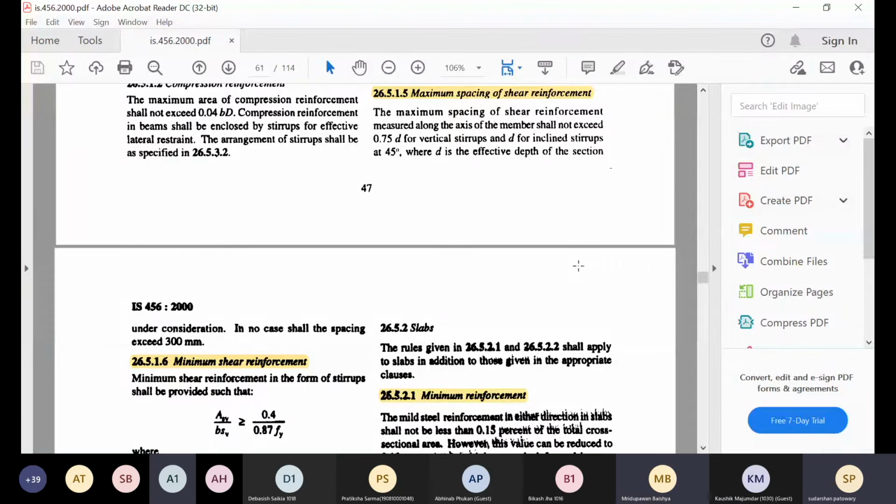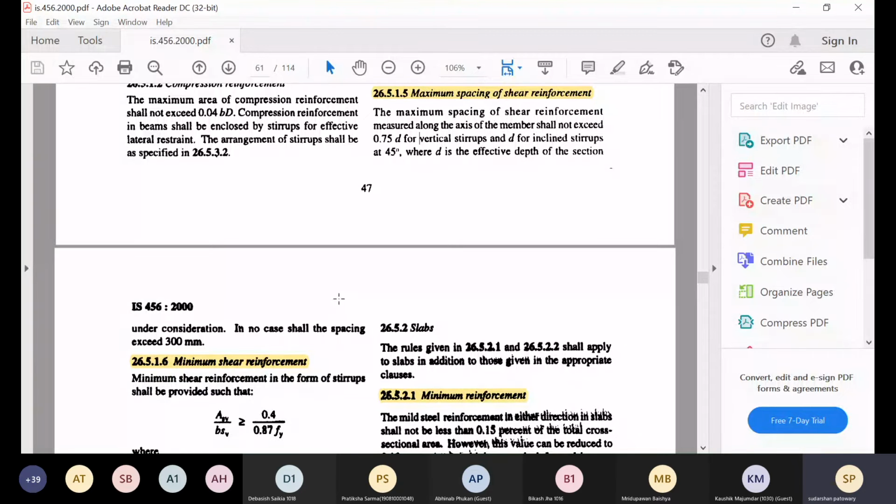If you are not designing the beam for shear, that means concrete itself can resist the shear, then the spacing is from this expression: Asv by b Sv. You calculate it by putting 0.4 in place of tau V minus tau C, if no shear reinforcement is required. But if stirrups are required, then also you have to provide minimum shear reinforcement, and you use 0.75 d and 300.